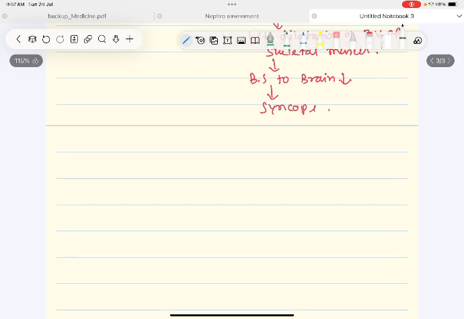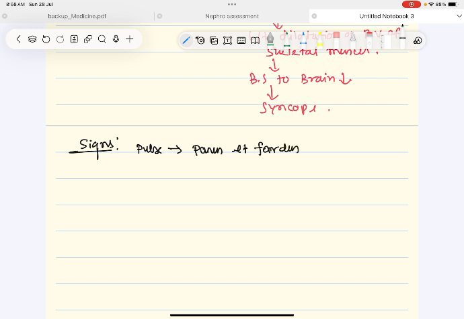And coming to the signs, first is the pulse. The specific pulse pattern seen in this type of valvular lesion is pulsus parvus et tardus. It is specific for aortic stenosis.